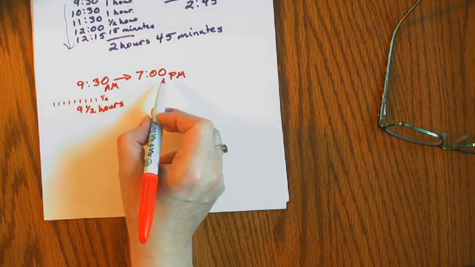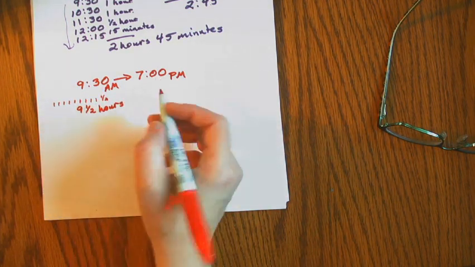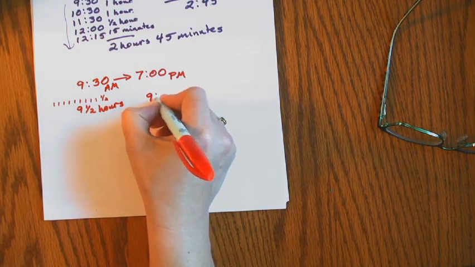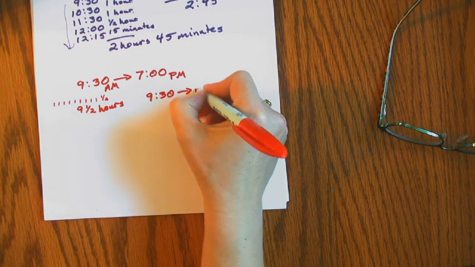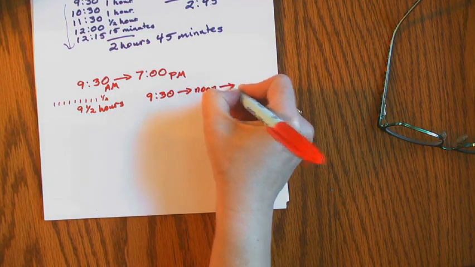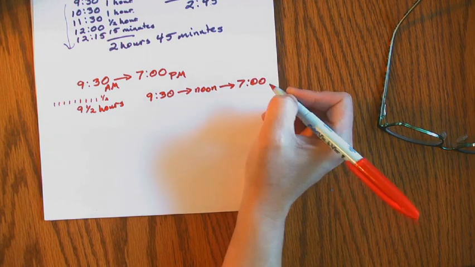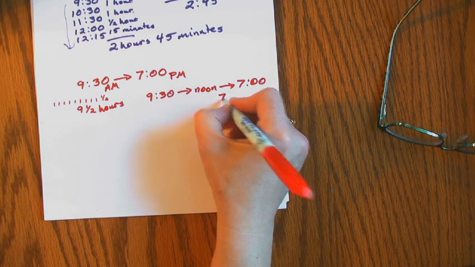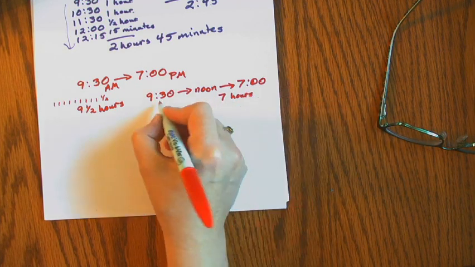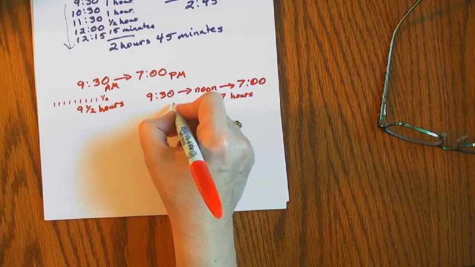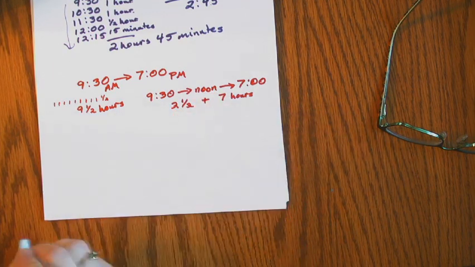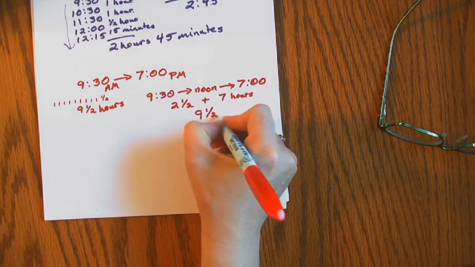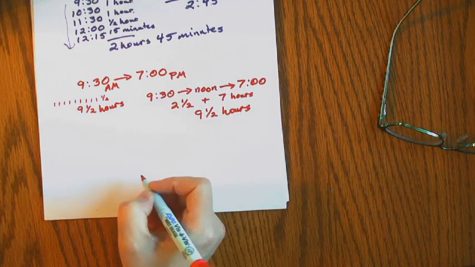Or we could break it into pieces, breaking at 12 when we switch from AM to PM. So we could think of it as 9:30 to noon, and then noon to 7 p.m., and we could calculate each of those chunks. So this noon to 7 p.m. would be 7 hours, and 9:30 to noon would be 2.5, and we could add 2.5 hours plus 7 hours and end up with 9.5 hours. So we could just break it into pieces.